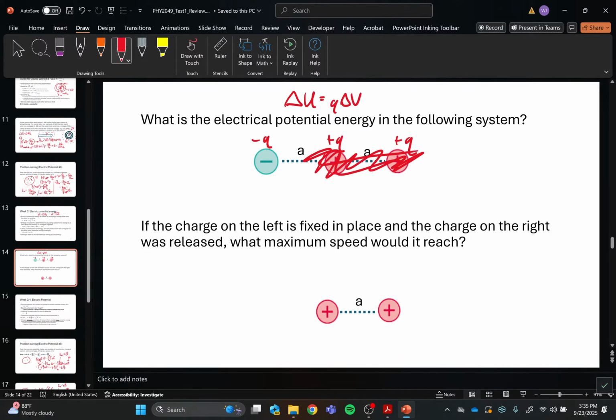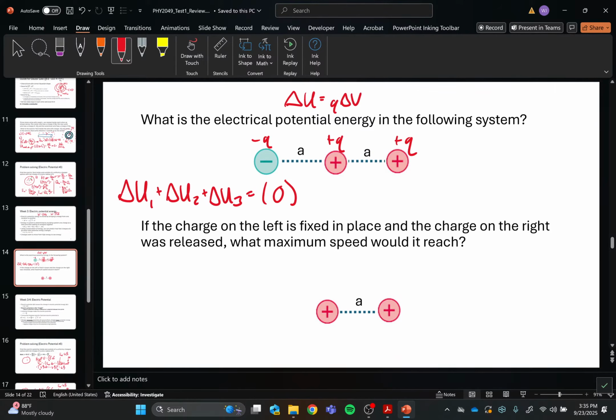How much energy is required to bring in the first charge? So, delta U1 plus delta U2 plus delta U3. How much energy is required to bring in the first one? 0. Why? There's nothing it's fighting against. It goes from 0 voltage to 0 voltage. So the energy required is 0.